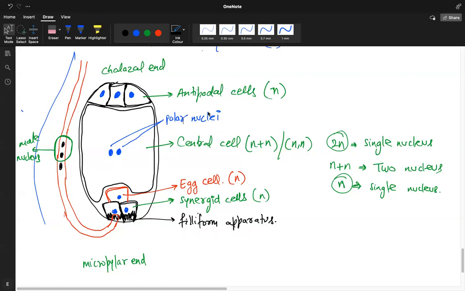And then write down only the two male nuclei, which you can also call generative nuclei. Only the two male nuclei fuse. One fuses with the egg cell to form embryo.